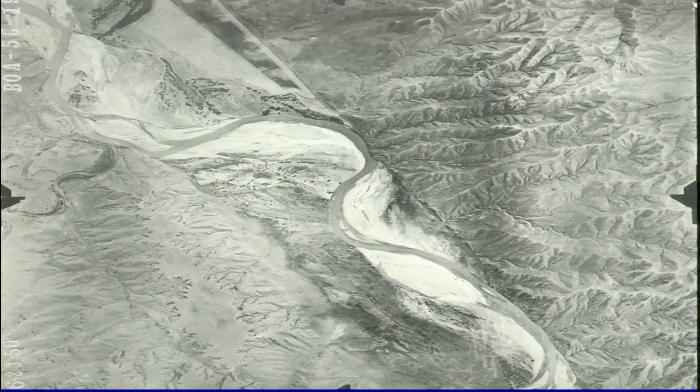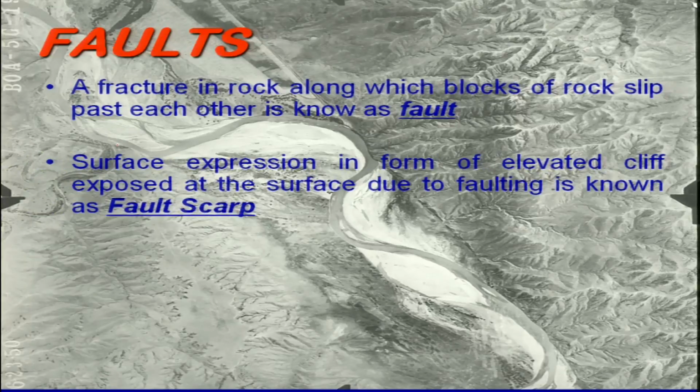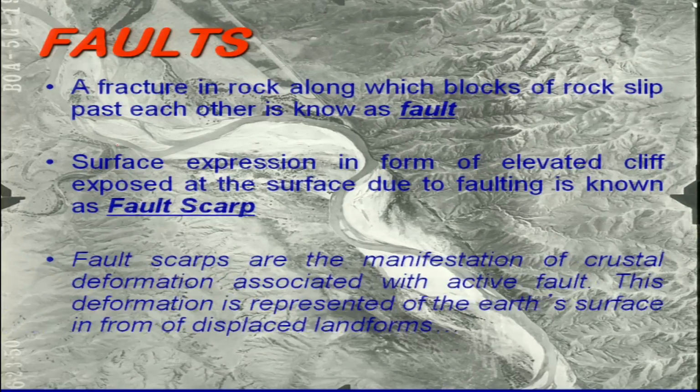So faults in total, if we take, okay, we have a fracture in rock along which blocks of rocks slip past each other is known as fault, okay. Surface expression in form of elevated cliff exposed at the surface due to faulting is termed as fault scarp.